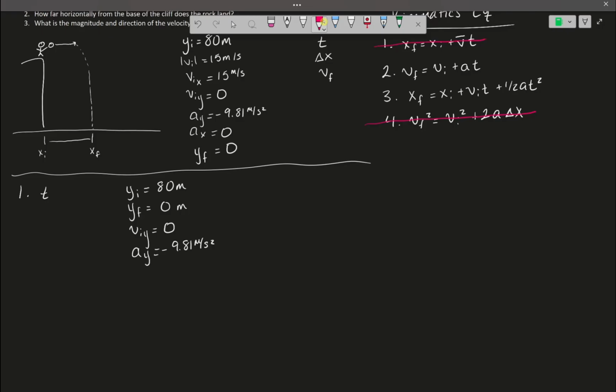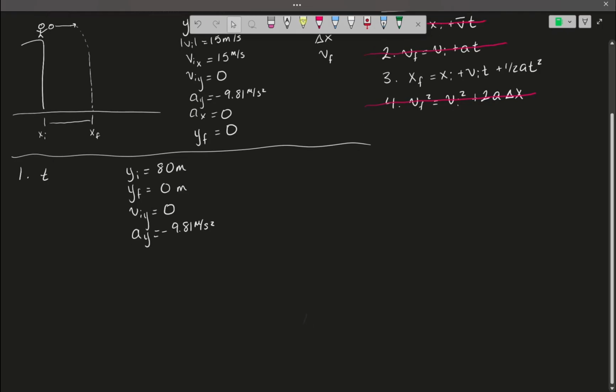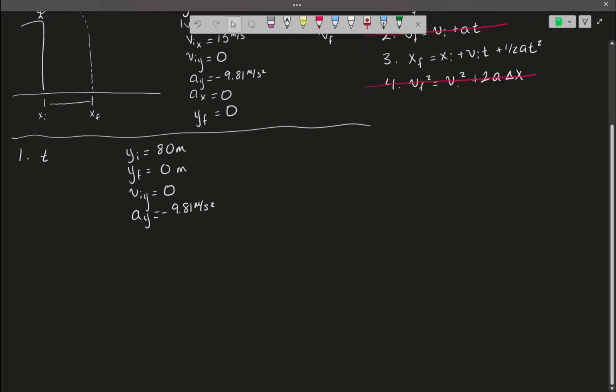I don't have final velocity, I don't have time, so this would give me two unknowns for the second equation. This means that I have to use the third equation to solve this. It's the only one that contains the variable that I'm looking to find, and also doesn't have any other unknowns. So I need to rewrite this.